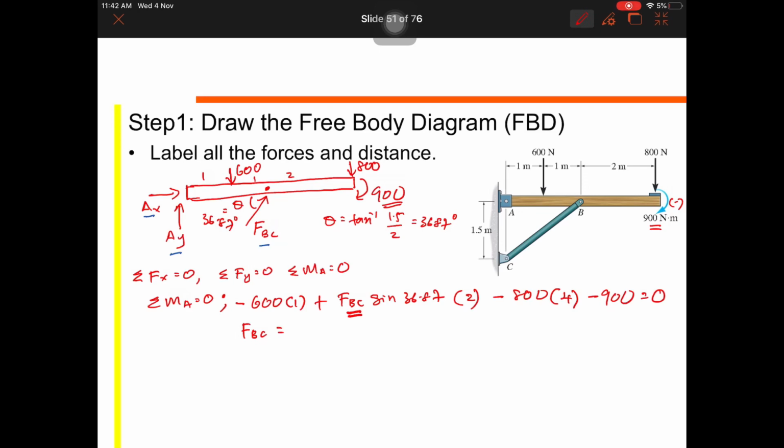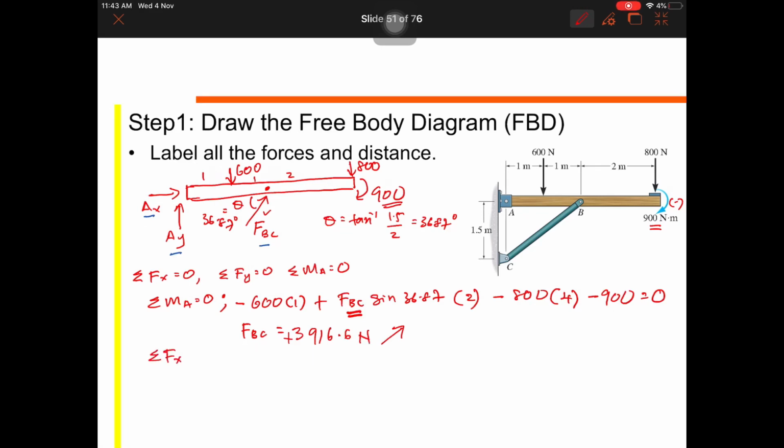You have 600 minus 800 times 4 minus 900, divided by 2, divided by sine 36.87. So you get the answer 3916.6 Newton. The sign is positive, so your direction is correct in this direction.